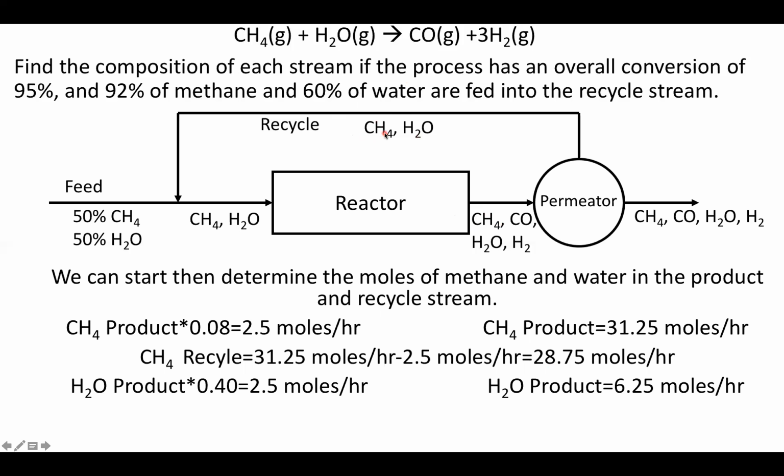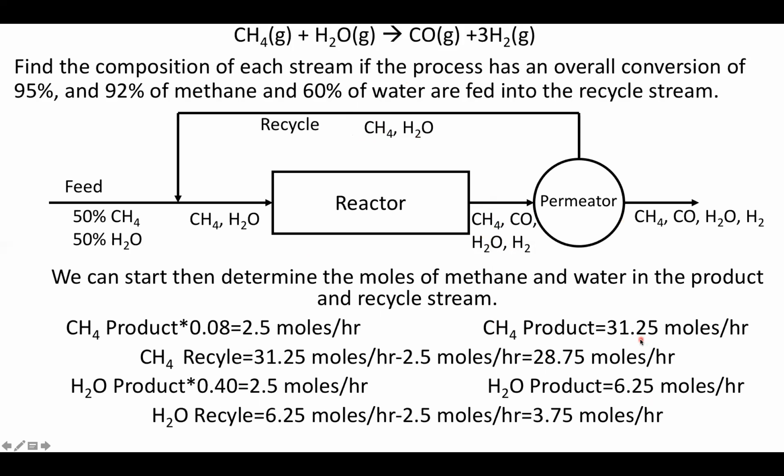We can do a similar process for water. About 40% of my water makes it through the permeator, which we also know is equal to 2.5, which means in my direct product stream, I only have about 6.25 moles per hour of water. So actually not that much water compared to my methane. And again, we can use the difference as figuring out what's in the recycle. So again, 3.75. So most of my recycle is going to be methane with a little bit of water along for the ride.